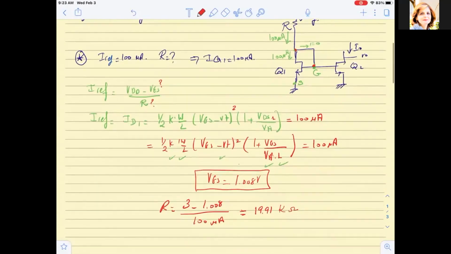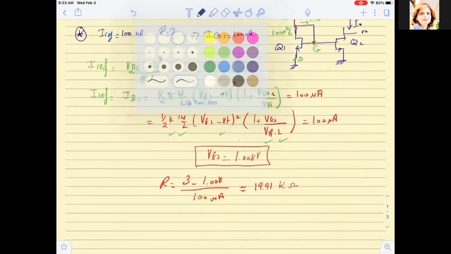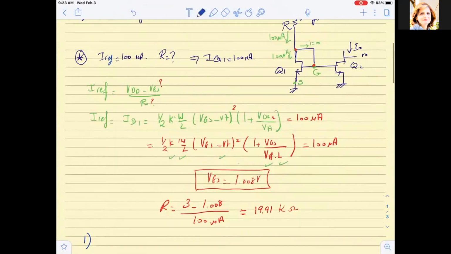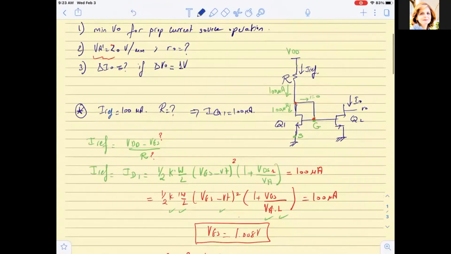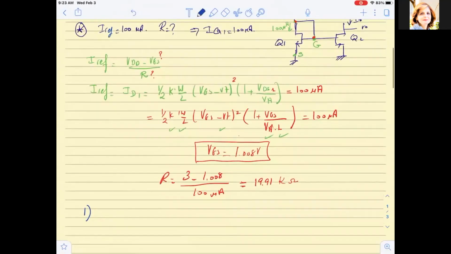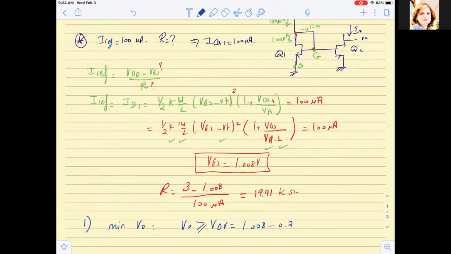Now, question number 1, which they posed for me, is what is the minimum VO for proper current source operation? So what is the minimum VO? VGS minus VT. We want VO to be greater than VOV, which is equal to 1.008 minus VT, which is 0.7. So we end up getting it to be equal to 0.31 volts. So this is the minimum VO for the operation.